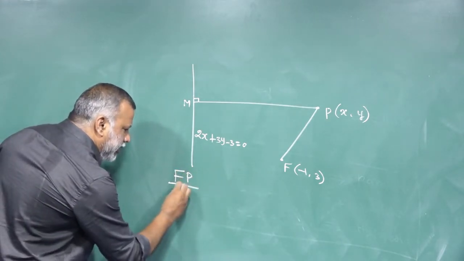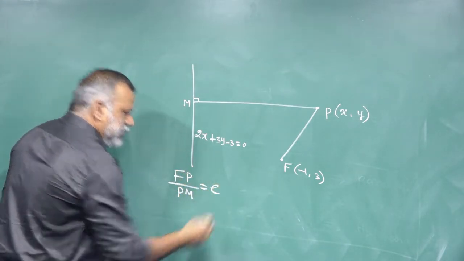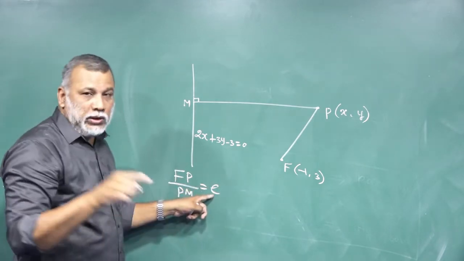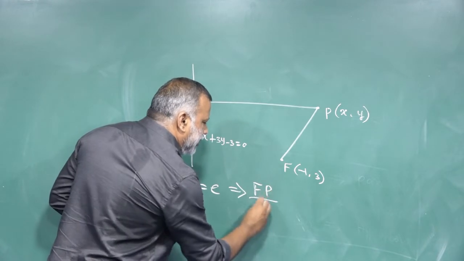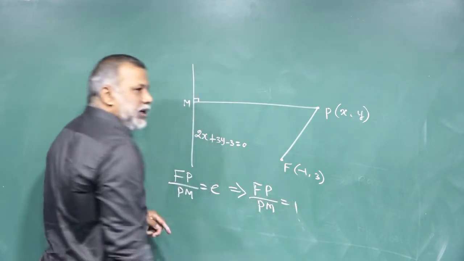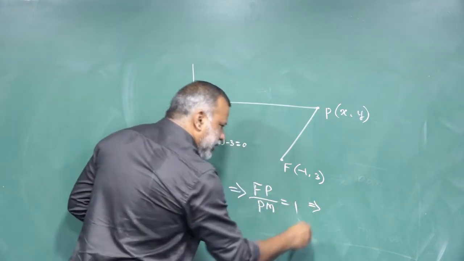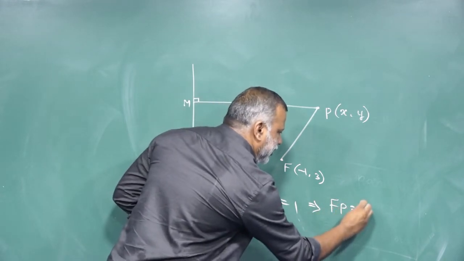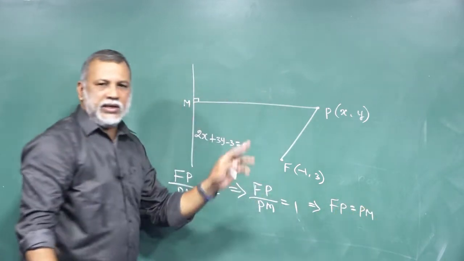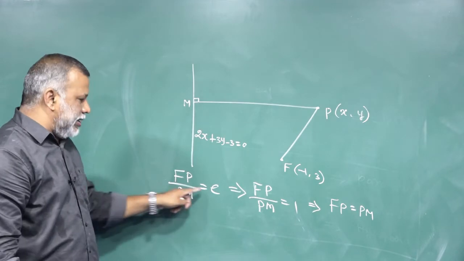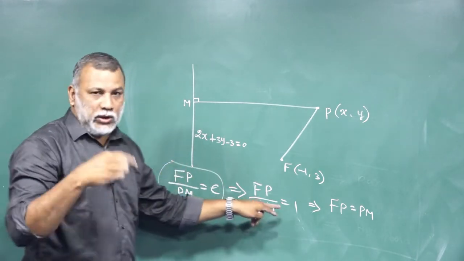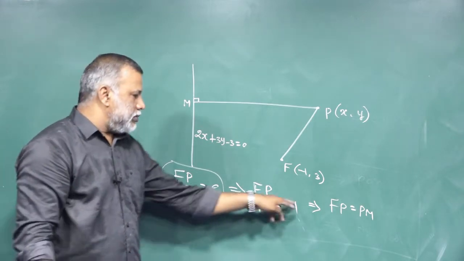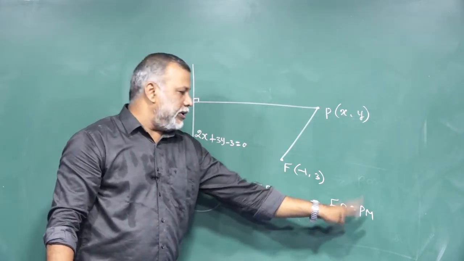Just now I explained, FP/PM = E. Since E = 1 here, FP/PM = 1. Then cross multiplying, FP = PM. Straight away working like this. FP/PM = E is the basic definition. Here E = 1 because it is a parabola. So cross multiplying we get FP = PM.